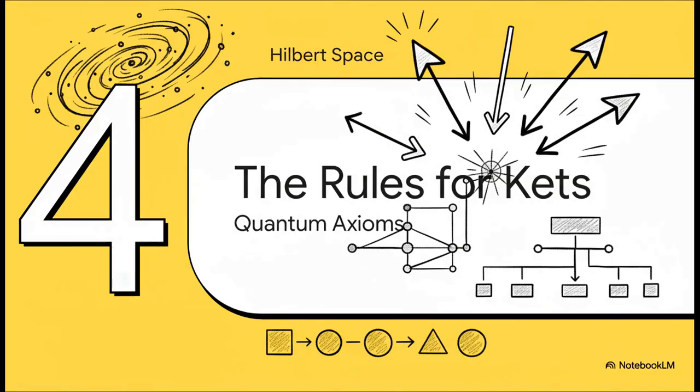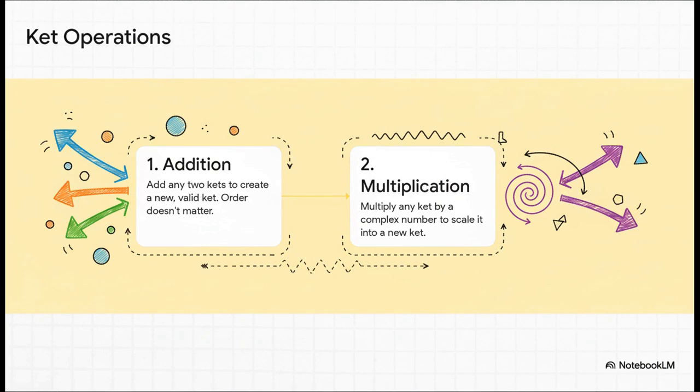So, we have these kets, and they live in this Hilbert space. What can they actually do? Let's check out the basic rules of the road. The official math behind it can look pretty complicated, but it really boils down to a couple of simple ideas. The rules are actually pretty intuitive.